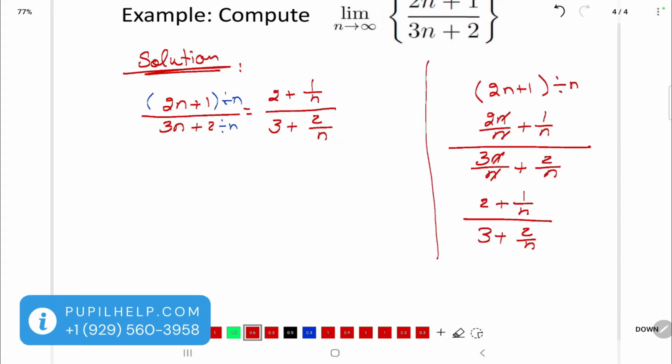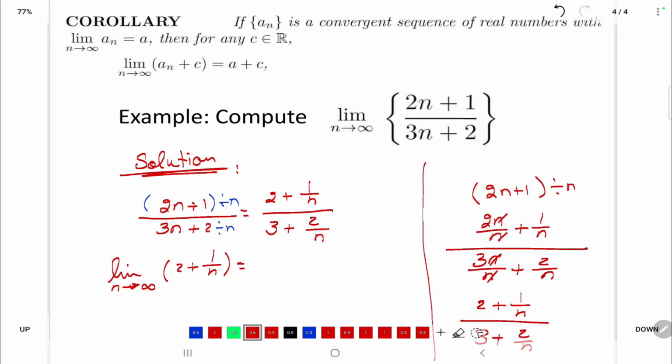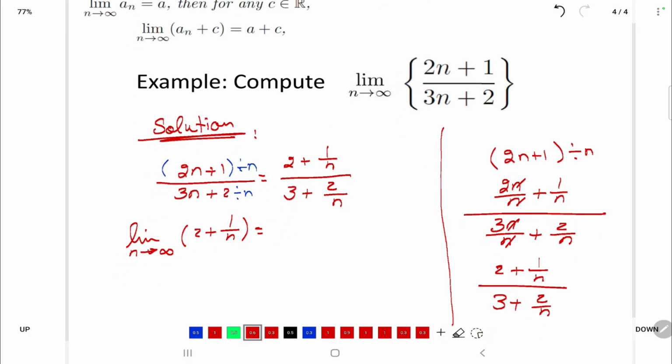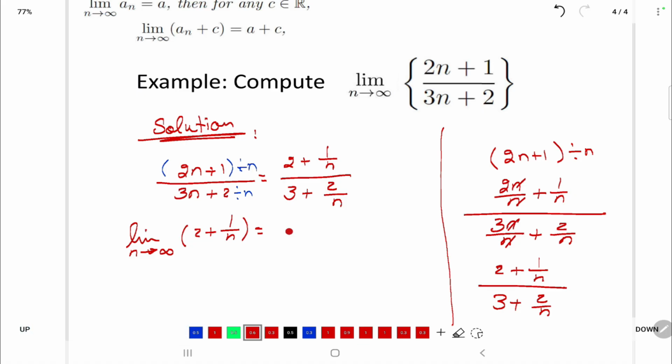Okay, now I'll take the limit for the numerator and I'll take the limit for the denominator. Now the limit as n approaches infinity of 2 plus 1 over n, we use this corollary, because you see this is the value and this is the constant. The limit for 1 over n is equal to 0. So I'll be left only with the constant. So it will be 2 plus 0, or 2.